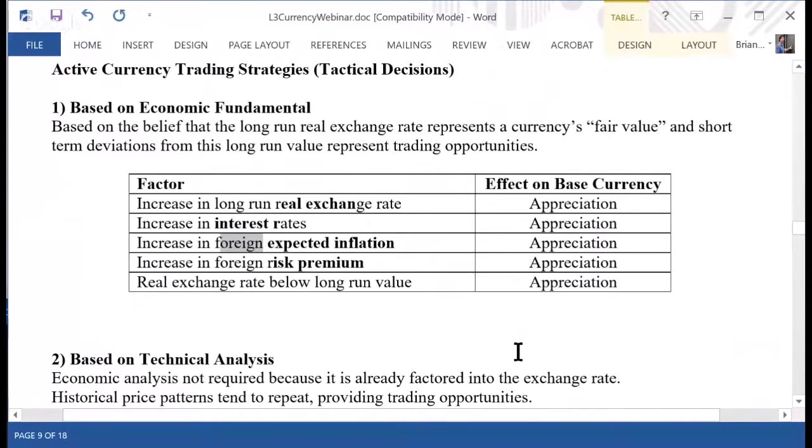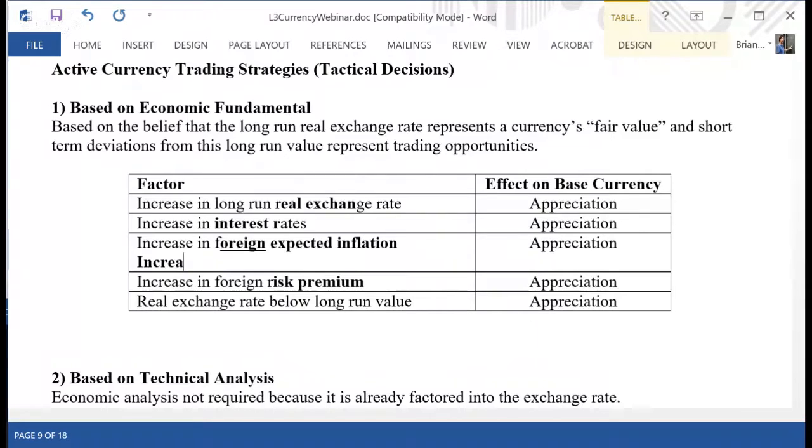Now I wrote this in here: the foreign inflation is expected to increase. Well, we could turn this around. If you think inflation is going to rise, that's bad for your currency. The purchasing power decreases. So make sure you note that I'm talking about the foreign country's expected inflation. If that increases, then the home currency, the base currency, will appreciate. If I wanted to add an increase in the home country's expected inflation, well, the home currency would depreciate.